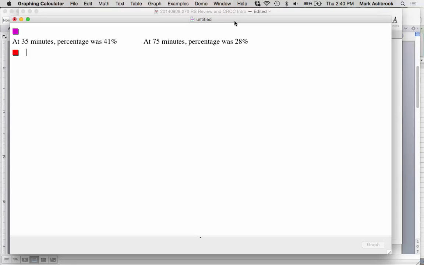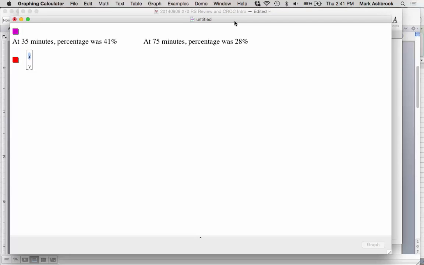So I want to display 2 points that show these two correspondences, right? 35 minutes and a percentage of 41% is a correspondence point. It's the correspondence of two simultaneous values of two different variables. I want to graph points, each point showing one of these correspondences. How do I do it? How do I graph the point that tells me that at 35 minutes the percentage is 41? In GC, what do I do?